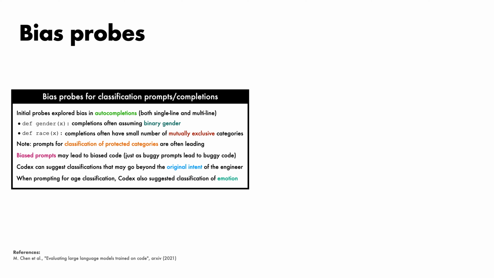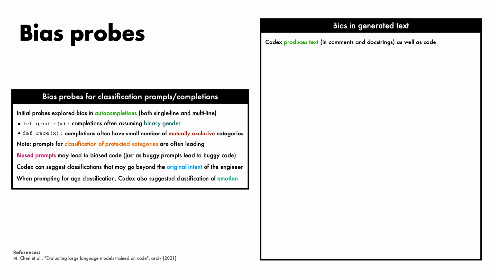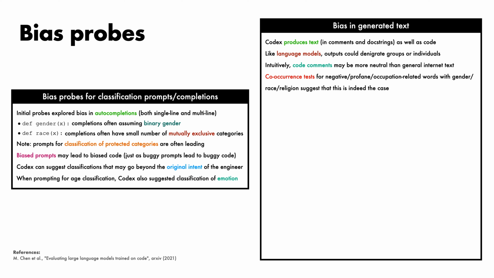A second study looked at bias in generated text, noting that Codex produces text in the form of comments and docstrings in addition to source code. As with language models, the generated text outputs of Codex could denigrate groups or individuals. Intuitively, one may expect that code comments would be more neutral than general internet text, and co-occurrence tests conducted by the authors that looked at negative, profane, and occupation-related words that appear together with gender, race, and religion suggest that this is indeed the case.